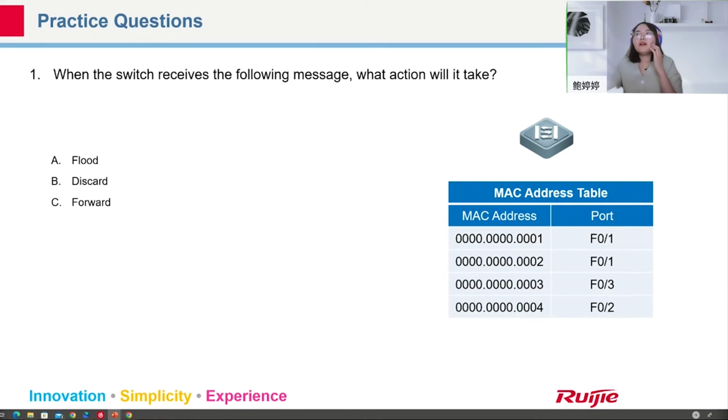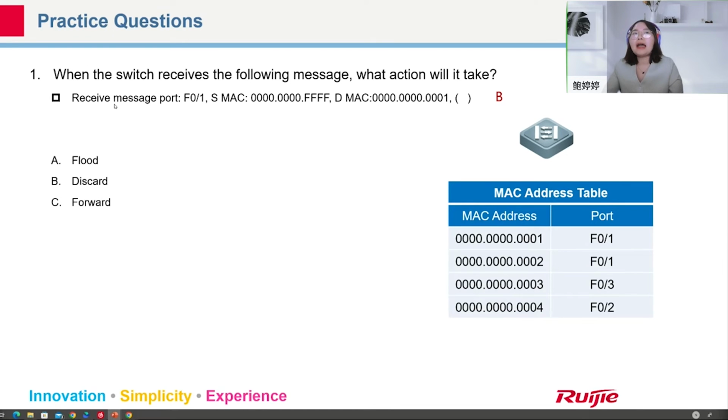And this one is more important for you. For example, now here is a switch, and the switch has already learned the MAC address table, with a MAC address and a port. So if the switch receives the following message, what action will it take? The first one: I receive a message from port 01, the source MAC is 00FF, and the destination MAC is 111. What action will we take?